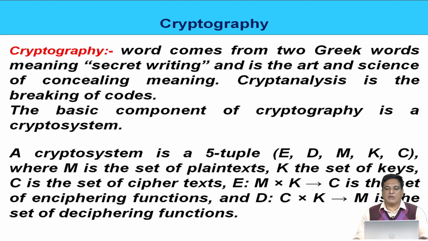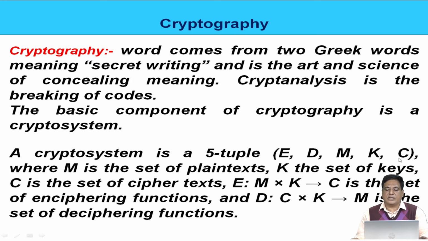Cryptography. The word comes from 2 Greek words meaning secret writing, and it is the art and science of concealing the meanings. Cryptanalysis is the breaking of the code. The basic component of cryptography is the crypto system. A crypto system is a 5 tuple. E is the set of enciphering algorithms. D is the set of deciphering algorithms. M is the plain text message. K is the set of keys.